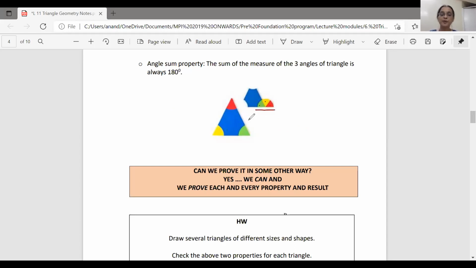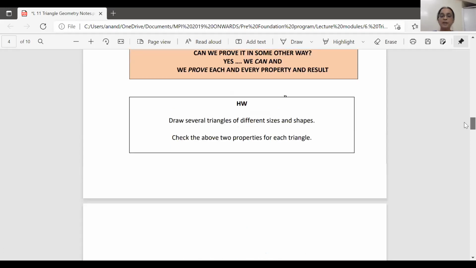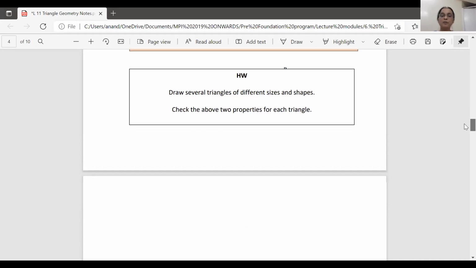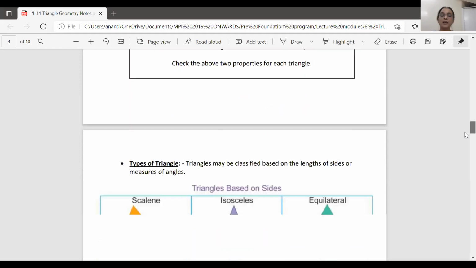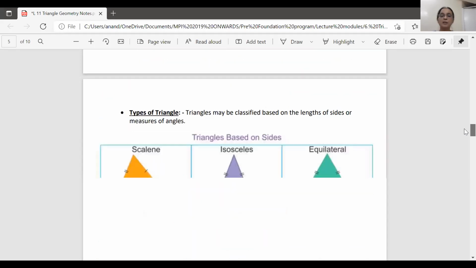So we have seen 2 important properties of a triangle. One is that the sum of 2 sides of a triangle is always greater than the length of the third side, and the sum of 3 angles of a triangle is always 180. So I want you to draw several triangles and try this. Okay, try to prove this or try to confirm these two.